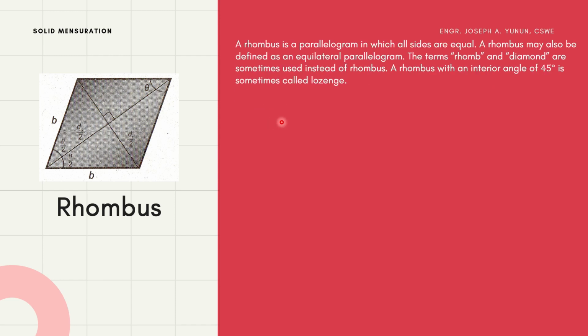So a rhombus is a parallelogram in which all sides are equal. It may be defined as an equilateral parallelogram. The terms rhomb and diamond are sometimes used instead of rhombus. So a rhombus can also be called a rhomb or a diamond. A rhombus with an interior angle of 45 degrees is sometimes called a lozenge. So take note of those terms.